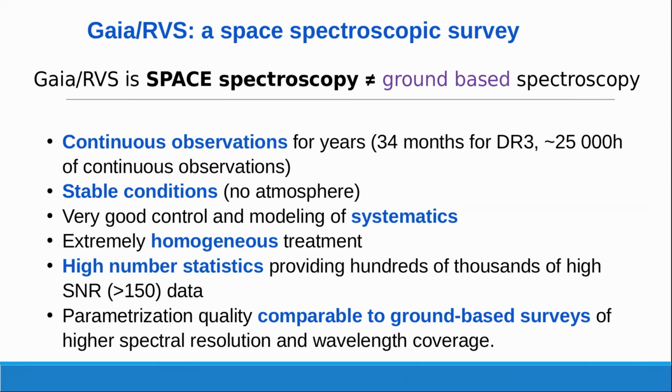One of the main characteristics of Gaia is that it's not a ground-based telescope, but a space mission. So it has many advantages, like the continuous observation. It is a non-stop survey. For DR3, it has been observing for 33 months. And the space offers more stable conditions than the atmosphere. We don't have to deal with the telluric lines or with the weather during the observing time. This allows us to perform a very homogeneous treatment of all the sources. And since it is a continuous observing mode, we have a high number of stars, high number of statistics.